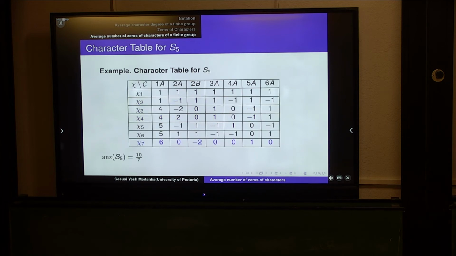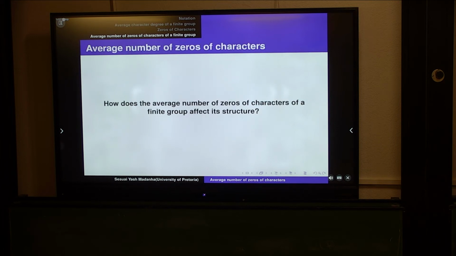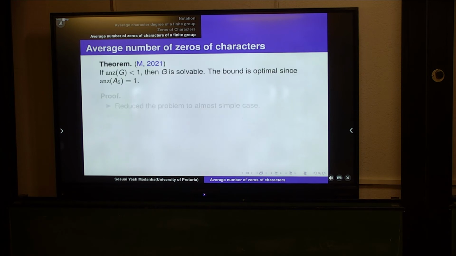Same applies to S5. If you count the zeros there, there should be 10, and we've got 7 irreducible characters, so therefore the average number of zeros of S5 would be 10/7, right? So we asked this question, and it turns out that if the average number of zeros is less than 1, then G is going to be solvable. And the bound is optimal because of our A5 there.